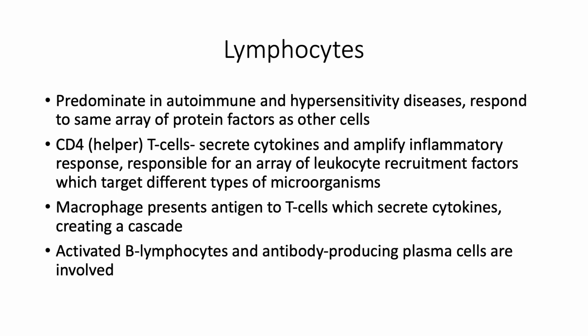The macrophage presents its antigen to T cells, which secrete cytokines, and they create a cascade. Activated B lymphocytes and antibody-producing plasma cells are additionally involved.